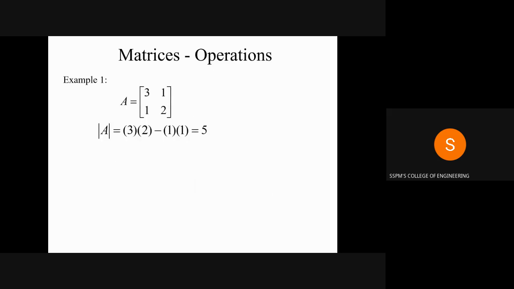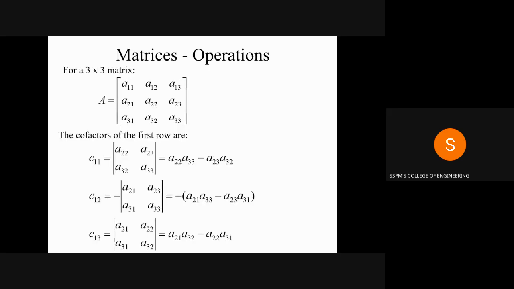So again, one other example. The first example is a determinant. What is the determinant of A? How do you find it? 3 into 2 is 6, minus 1 into 1 is 1. Yes, 6 minus 1 is equal to 5. Okay.